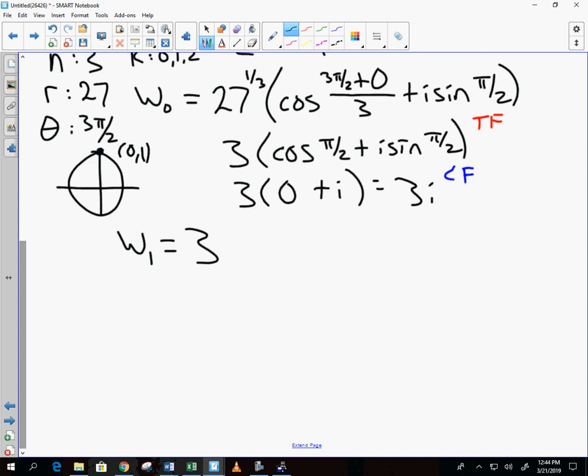Three. Okay, I get to keep that. Cosine of 2 pi. Why 2 pi? Okay. Because our k value is 1. 2 pi k is 2 pi. Somebody, 3 pi over 2 plus 2 pi is 7 pi over 2, divided by 3, 7 pi over 6.